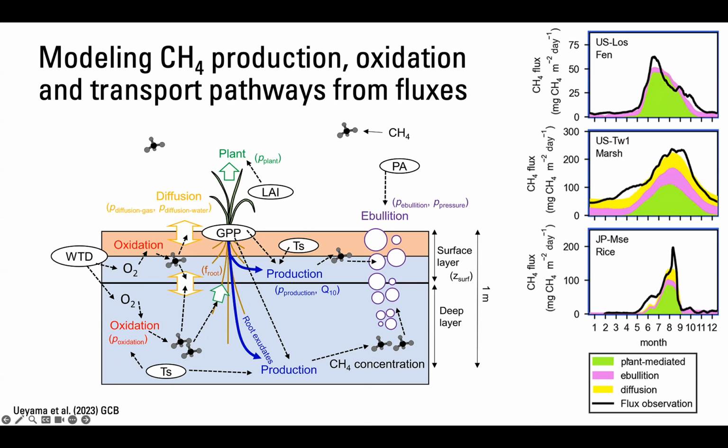So whether it's plant mediated, which tends to dominate, or whether you see ebullition or diffusion. So really trying to gain more information from the direct measurements of fluxes, which don't ultimately give us the production, oxidation, and transport. But by combining models with flux observations and then complementing them with more field observations, we can really start to tease apart some of these different processes.